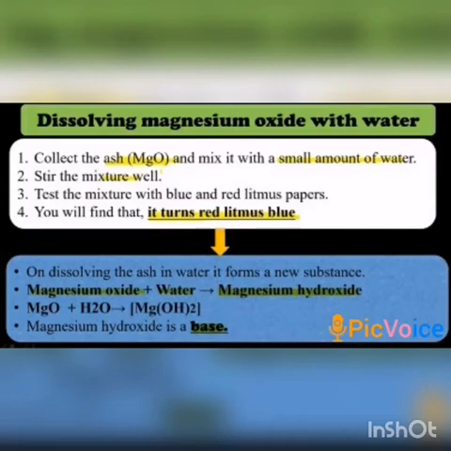Okay, Mama. Next, on dissolving the ash in water, it forms a new substance, because these are all chemical changes. In this type of reaction, chemical change takes place. So, a new product is formed, a new substance is formed. On dissolving the ash in water, it forms a new substance. So, magnesium oxide plus water gives magnesium hydroxide.